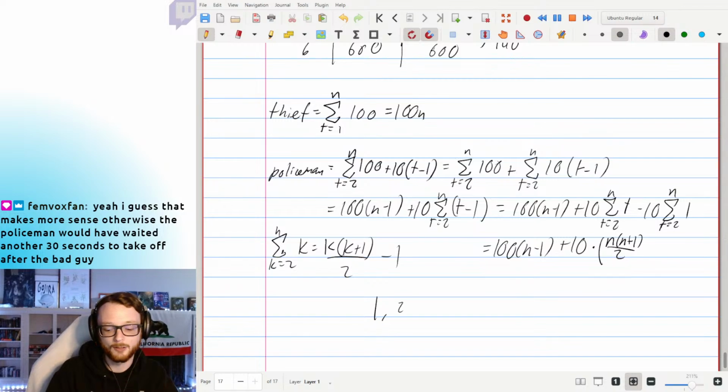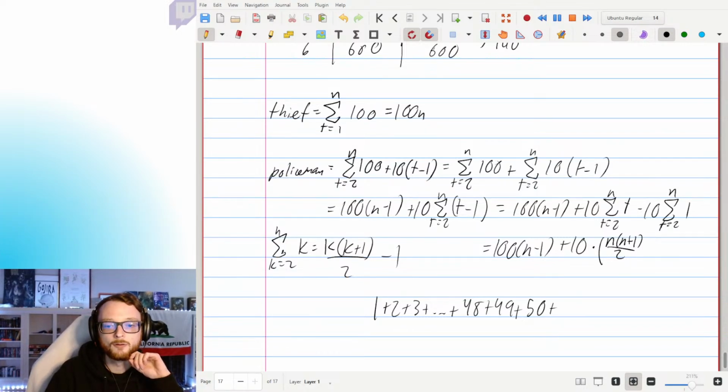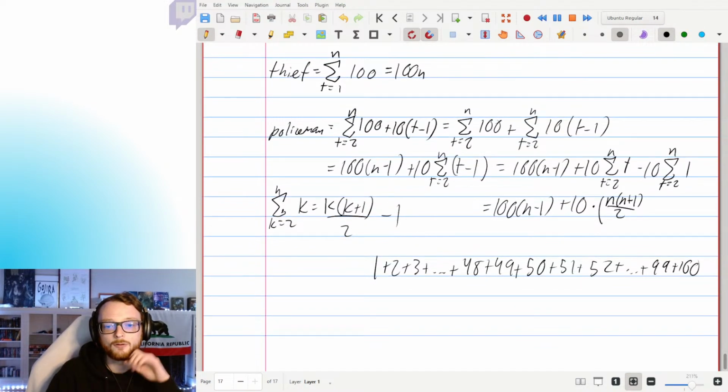if you have 1 plus 2 plus 3 plus ... I'll write some of the ones in the middle because that's important. 48, 49, 50, 51, 52, ... plus 99 plus 100. You basically have pairs that add to 101. 50 plus 51 is 101. 49 plus 52 is 101, and all the way out until you get to the end at 1 plus 100.